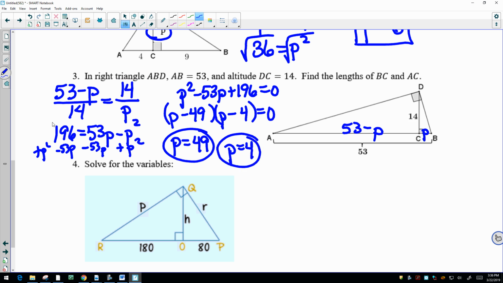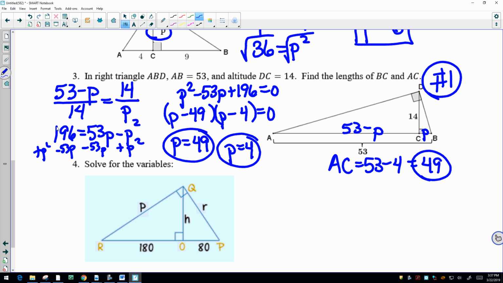Okay, so how do we know what P is? Well, we could look at the picture and say it probably makes a little bit more sense that P would be 4 if this picture was drawn to scale. But let's say P was 4, so how do I figure out what AC is equal to? Well, if AC is represented as 53 minus P, so minus 4, look at what you get. You get 49. So that means one of the lengths has to be 4, one of the lengths has to be 49. And we did that all by using that picture number 1.